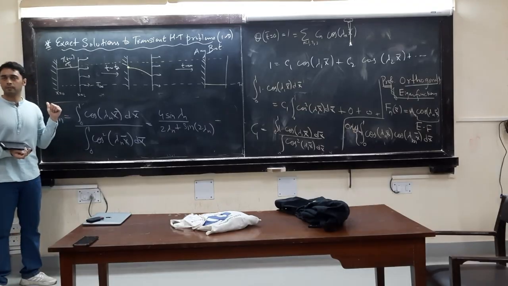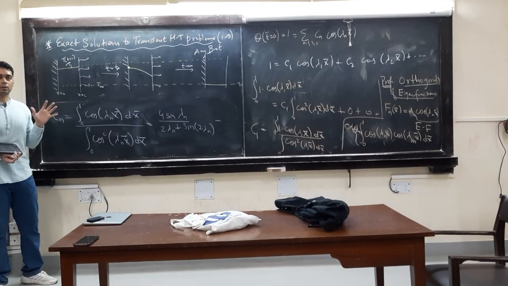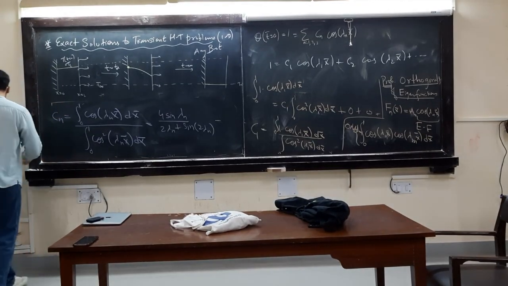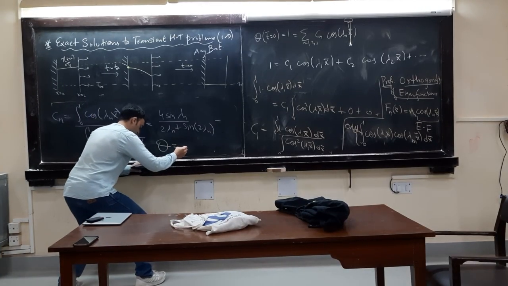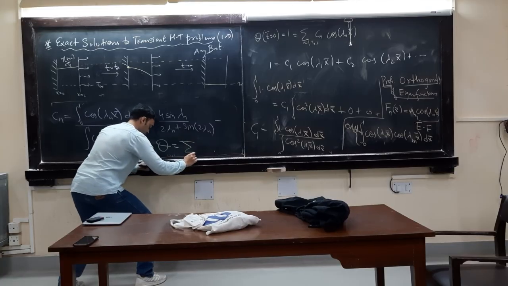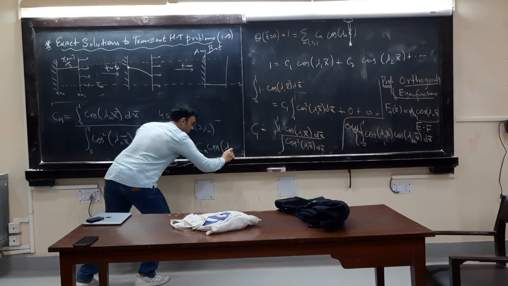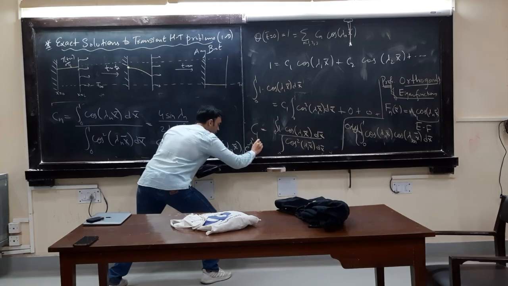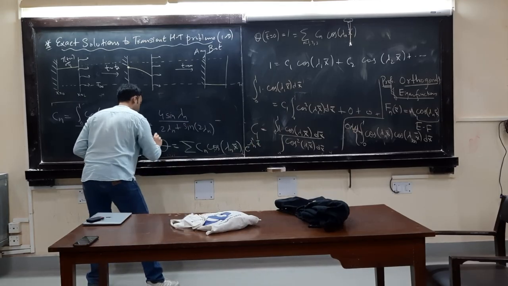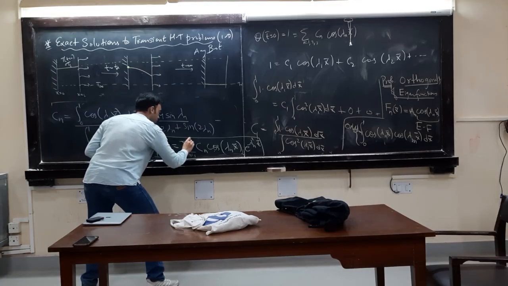Any doubts? Is your solution now complete? Yes? What is the solution? Theta is equal to summation Cn cos lambda n x bar e to the power minus lambda n square t bar, n going from 1 to infinity.